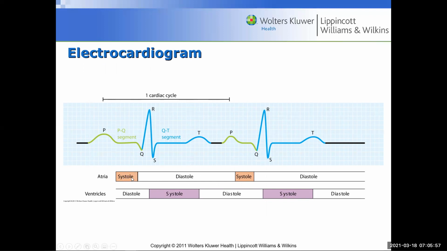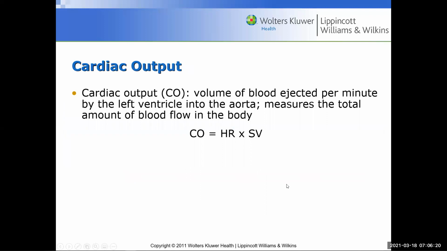The atrial systole, as shown here, occurs before the ventricular systole. Here you have the resting period, the diastole, then the systole is initiated once more. All right, and then here the action potential is passed along to the ventricular area, leading to ventricular systole. So the cardiac output, take note of this formula.